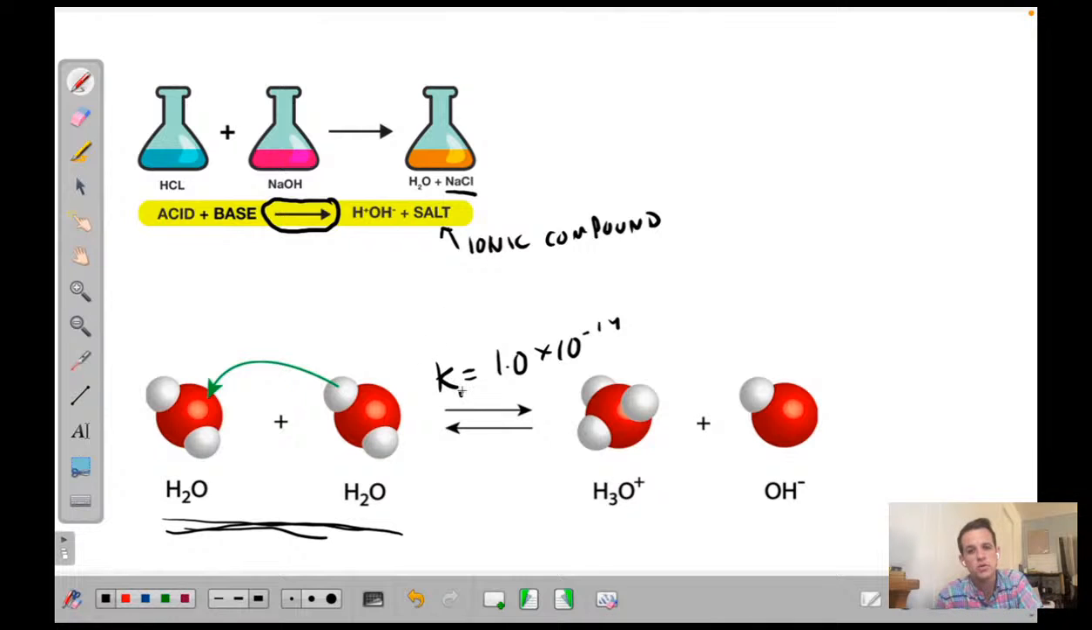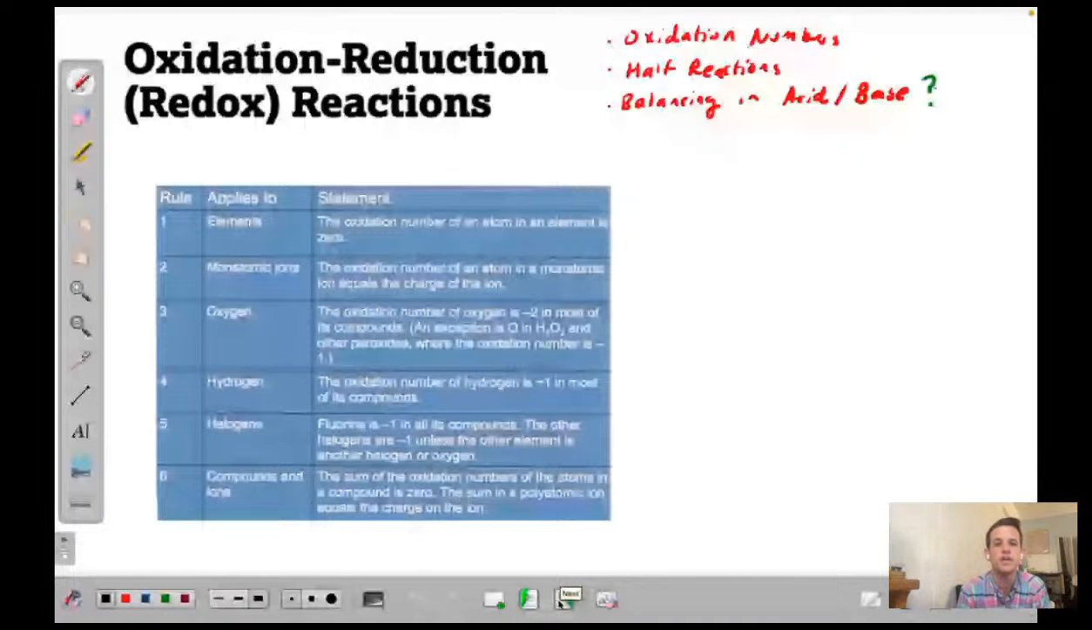It's often written as Kw. We'll talk more about it when we get to acids, bases, and equilibrium. Okay, final topic is redox reactions.